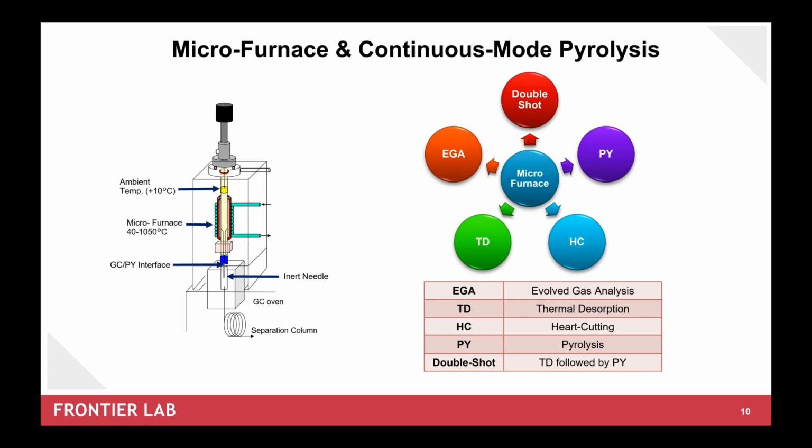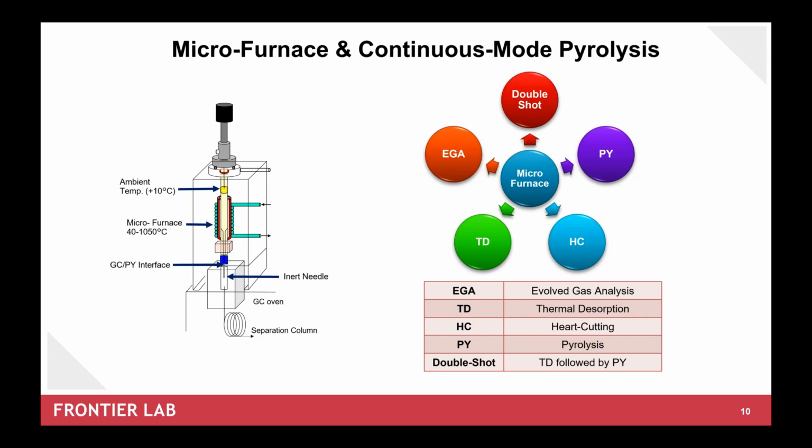This technology is based on continuous mode pyrolysis, where all the pyrolysate, as they are generated, directly and continuously transfer to the GC column. The sample is held at an ambient temperature while the furnace is preheated, so the sample is not going to be exposed to any heat prior to the analysis. As a result, there won't be any degradation or any evaporation of the lighter compounds before the analysis starts.